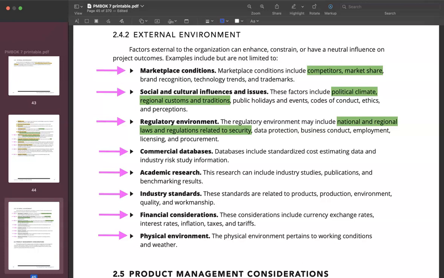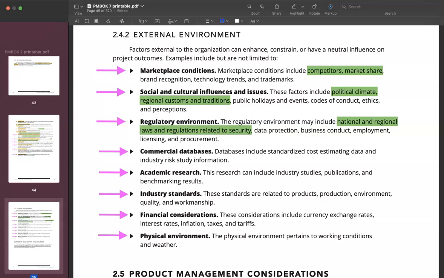The regulatory environment. So, this would be an example of all the industry norms and regulations that you may want to adhere to. So, for instance, you have the Sarbanes-Oxley Act in the United States, which was actually crafted after a bunch of corporate scandals that happened. So this was just to strengthen the level of transparency that companies need to maintain with the general public. So you need to ensure that whatever industry you're in, you adhere to the regulation of the industry that you operate in. And then you have commercial databases, you have academic research, you have industry standards, you have financial considerations.